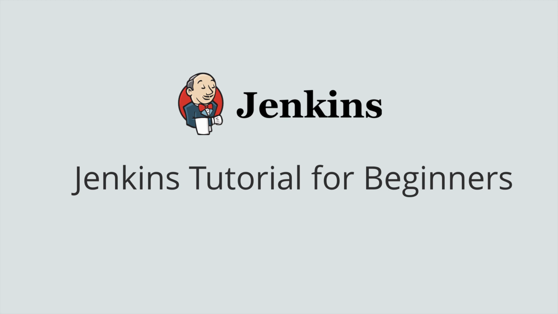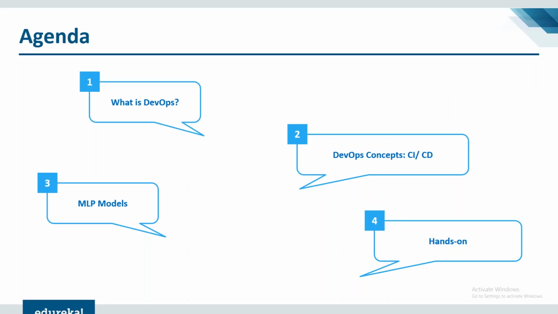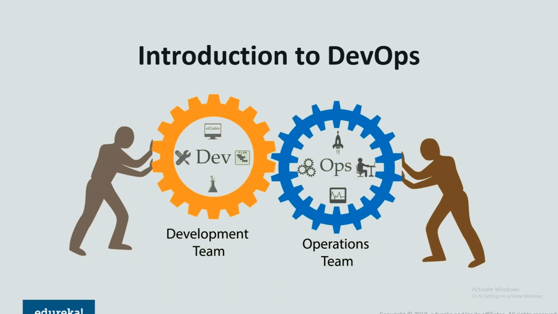Now, first of all, here we have gathered for our discussion on DevOps. So first of all, let's start by discussing what exactly DevOps is. Our main agenda for today's session is DevOps. Then we'll go ahead and discuss the concept of CI/CD, which we refer to as continuous integration and continuous deployment. Once we have discussed CI/CD, we'll be discussing MLOps models. And at last, we'll have a quick hands-on with one of the tools mainly used for CI/CD purposes, that is Jenkins. So first of all, let's get started on our discussion on what exactly DevOps is.